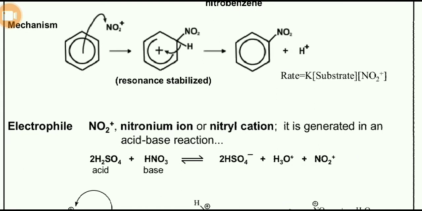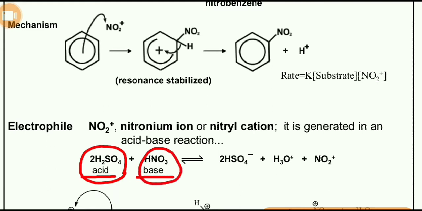Before understanding the reaction, you need to understand how the reaction proceeds. The first and most important thing: H2SO4 reacts with HNO3. Here H2SO4 works as an acid and HNO3 works as a base. Both of them are acids, but you have to understand that H2SO4 is more acidic and HNO3 is less acidic here, so one works as an acid and the other works as a base.